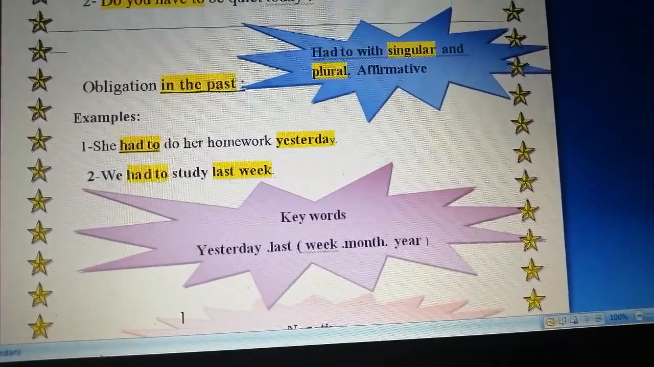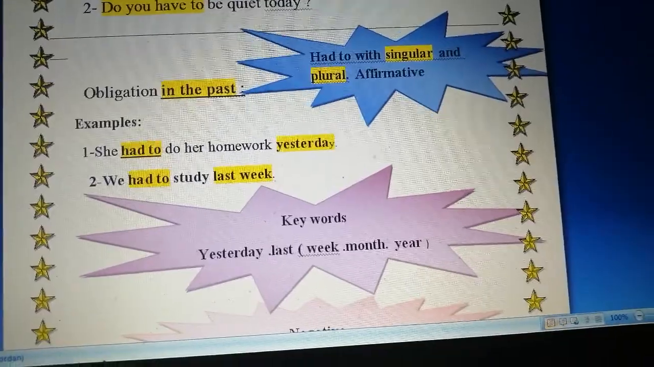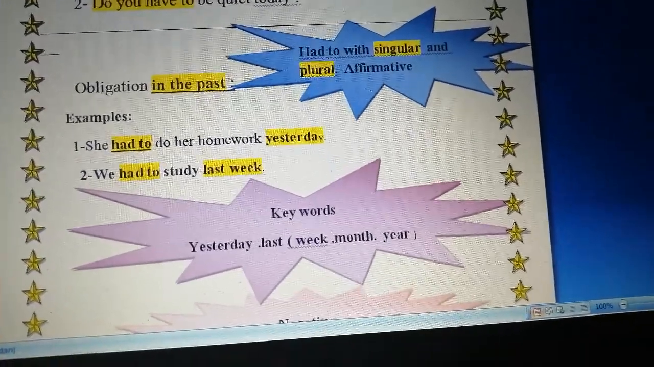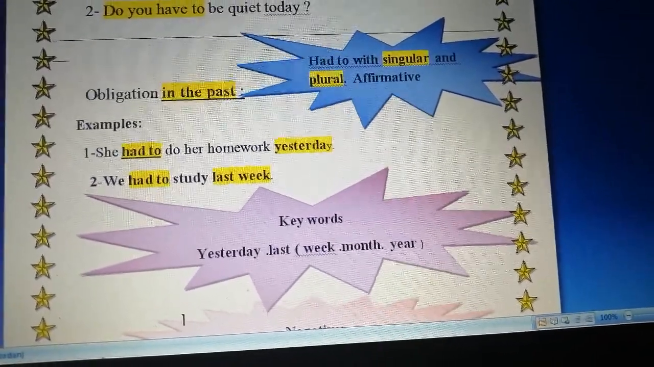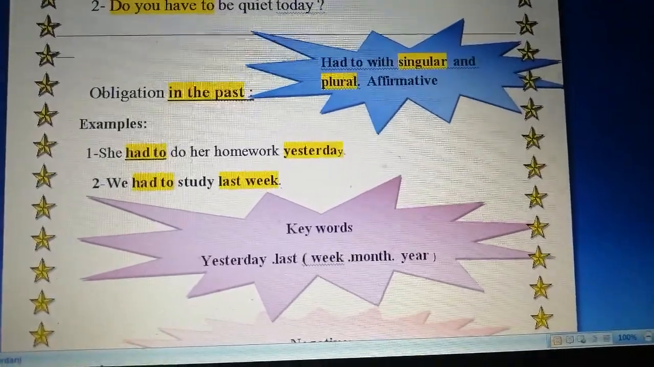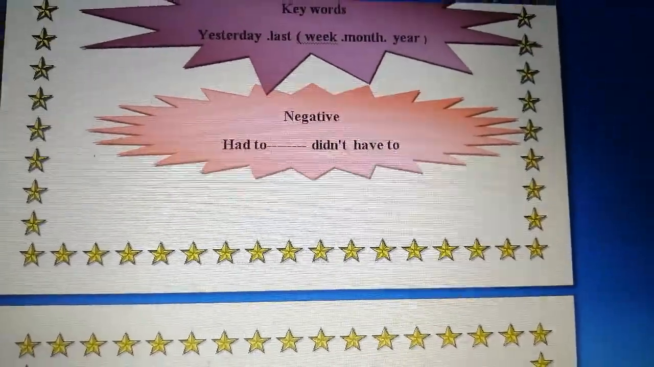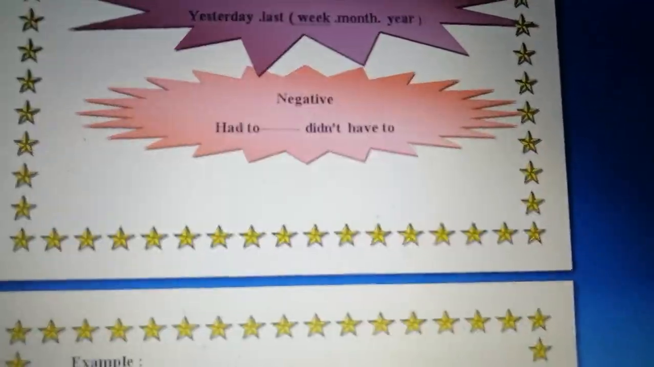Examples. She had to do her homework yesterday. كيف عرفت إنه بالماضي؟ كلمة yesterday عندي last week. We use had to with a singular and plural. عندي she we singular و plural. We use had to. طيب what is the negative for had to? Didn't have to.